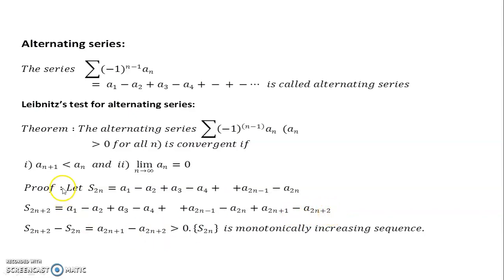a2n plus 2. Subtracting, S2n plus 2 minus S2n, only the terms a2n plus 1 and minus a2n plus 2 remain. See that it is greater than 0. This means S2n plus 2 is greater than S2n, so the sequence S2n is a monotonically increasing sequence.